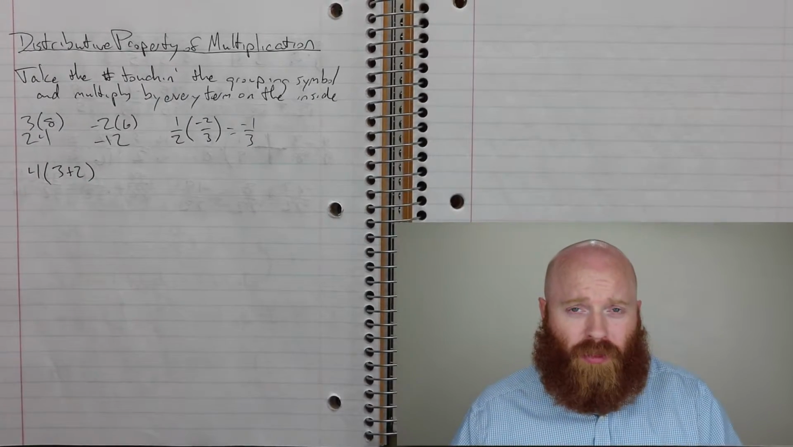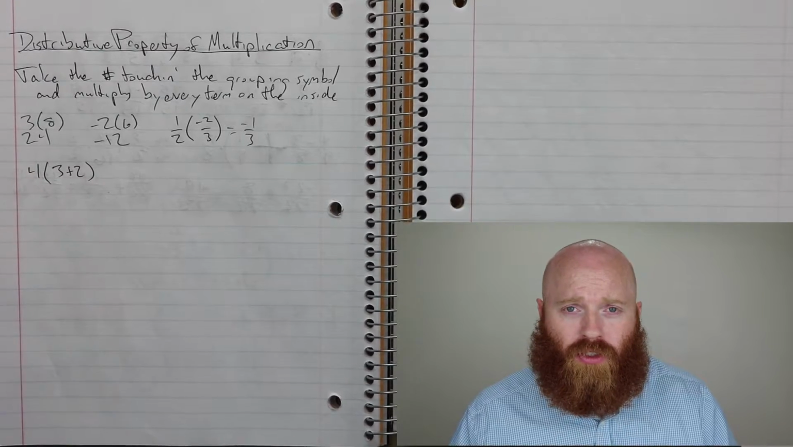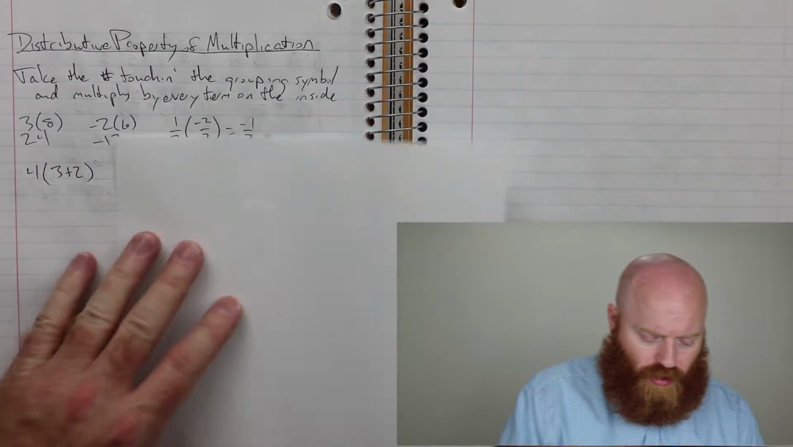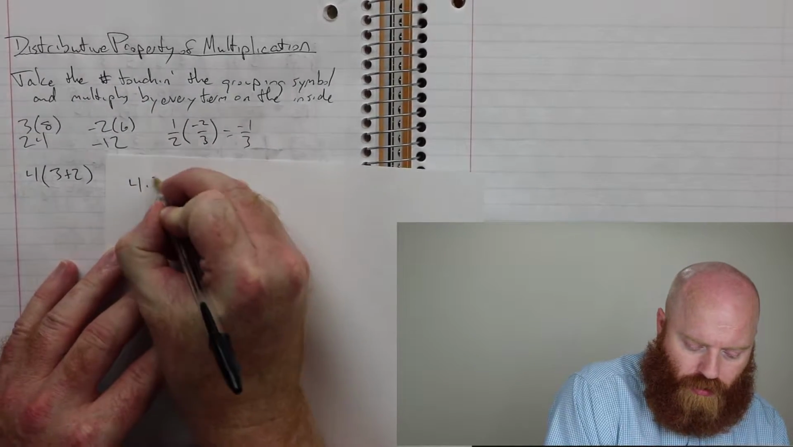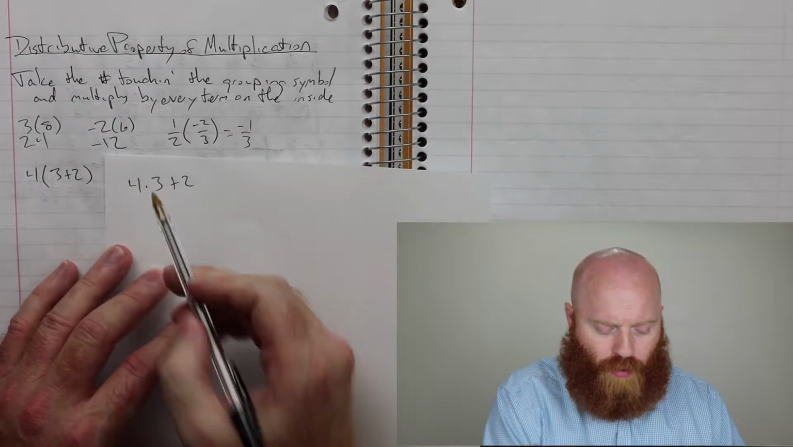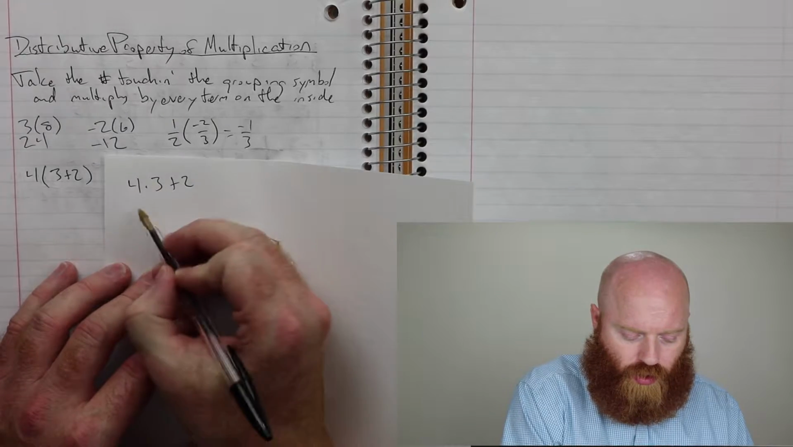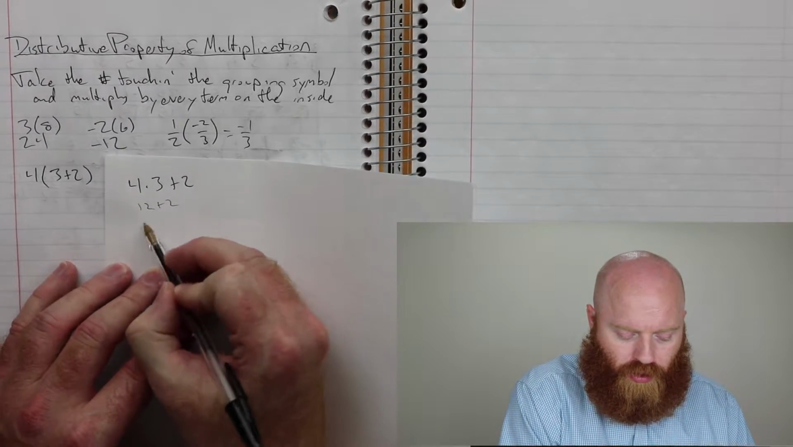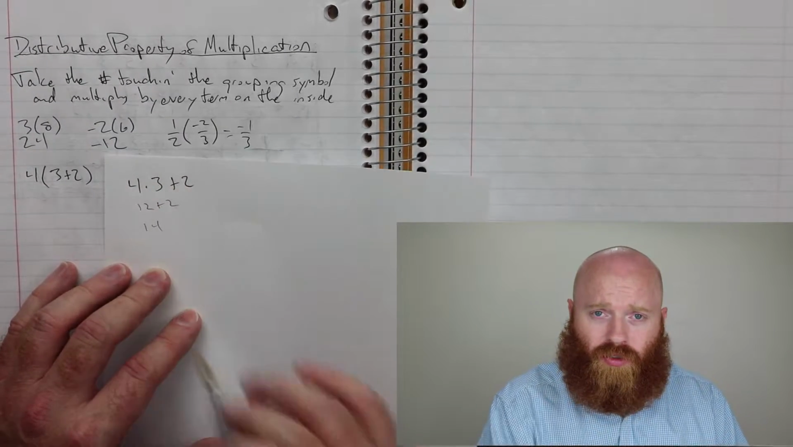Your teacher will probably just say 4 times 3 plus 2. That's incorrect. That's 4 times 3 plus 2. Order of operations says multiply before add. This is 12. Bring down a plus, always bring down a plus. This is 14. 4 times 3 plus 2 equals 14.